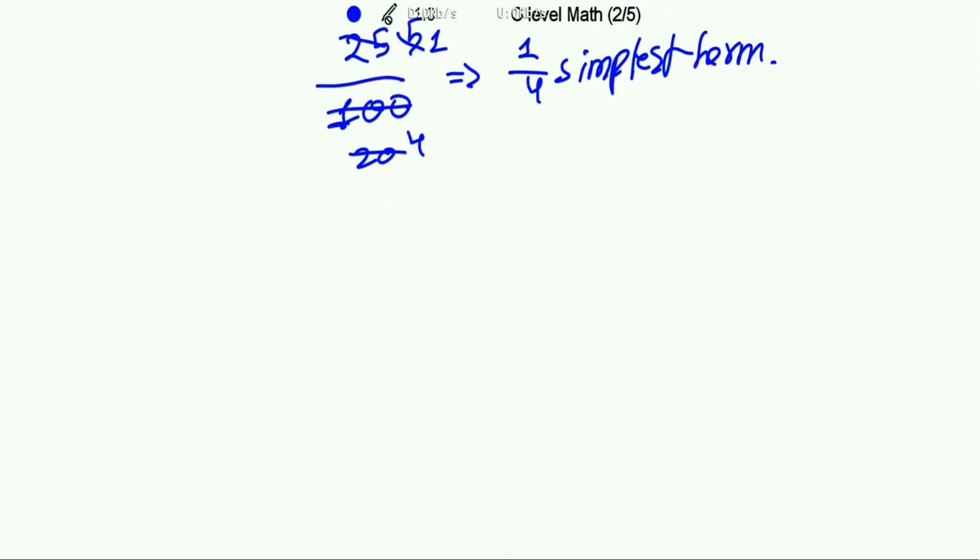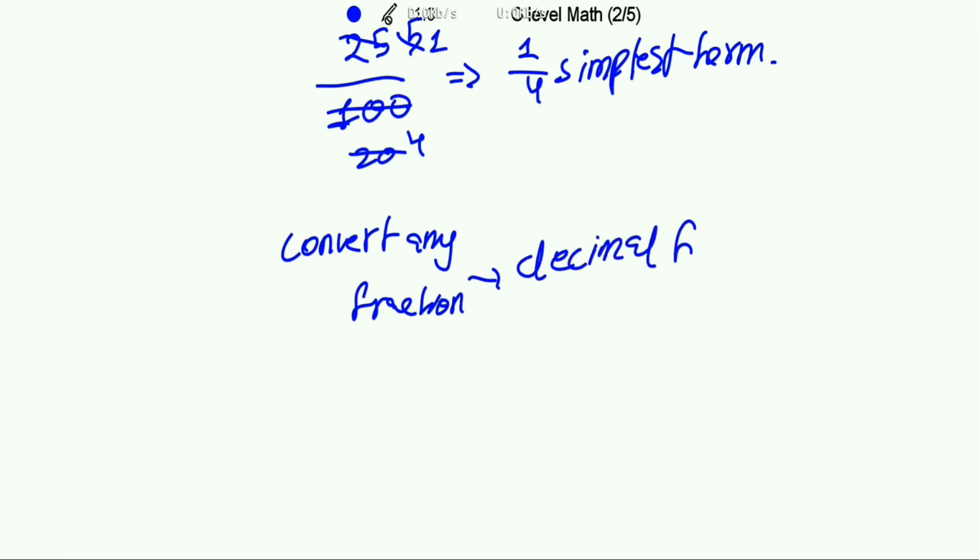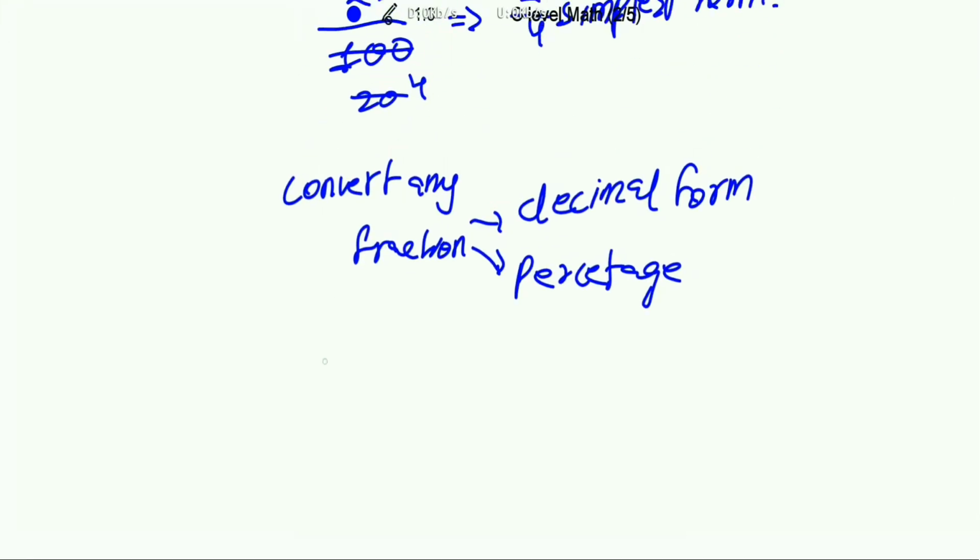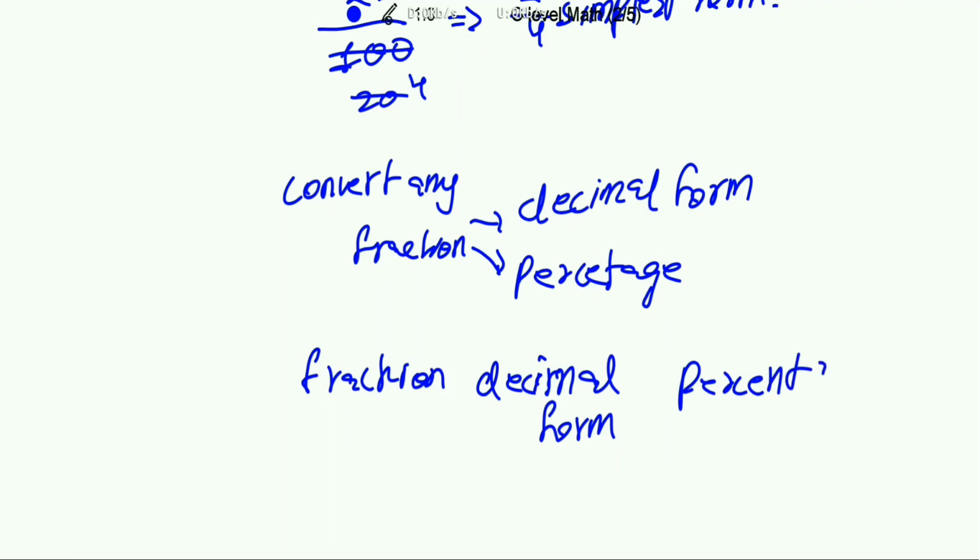Okay, now what is percentage, what is decimal, and what is the relationship between percentage, fraction, and decimal? Let's say that we have a percentage. You know what? I can convert any fraction into decimal form and into percentage form as well. So fraction, decimal form, and percentage, all are the same thing, connected to one another.